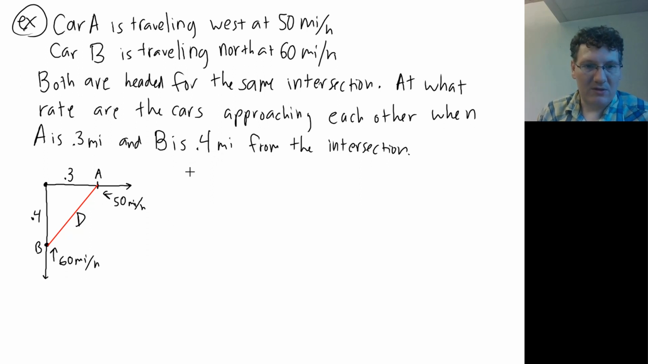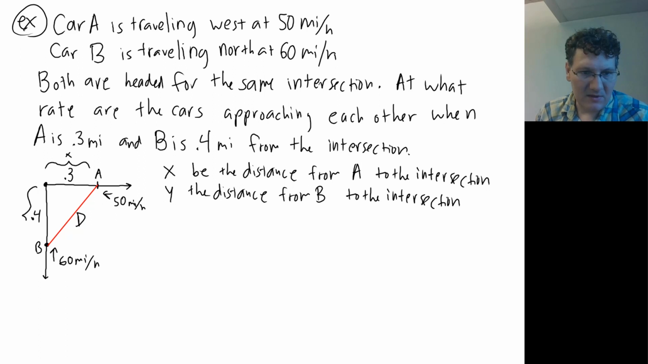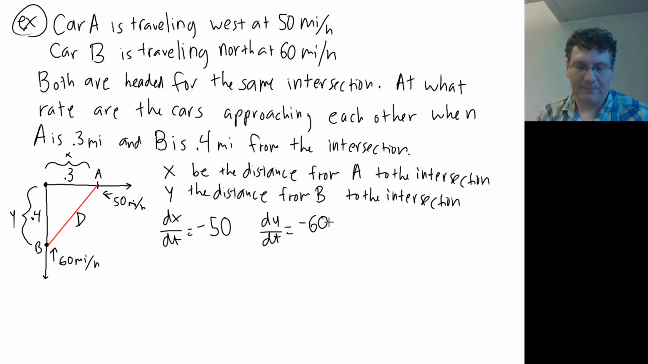Now, let's have x. So x will be the distance between car A and the intersection, and y is going to be the distance between car B and the intersection. All right, and so we have dx/dt is given as negative 50 miles per hour, which is to say this distance is shrinking down. dy/dt is also decreasing at a rate of negative 60.